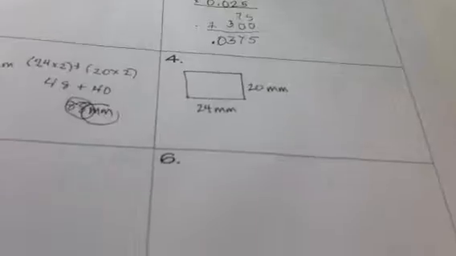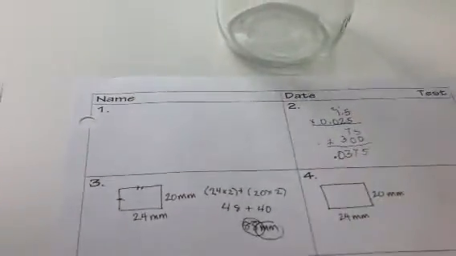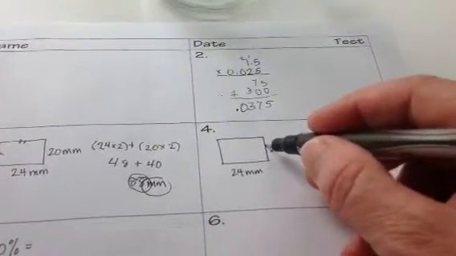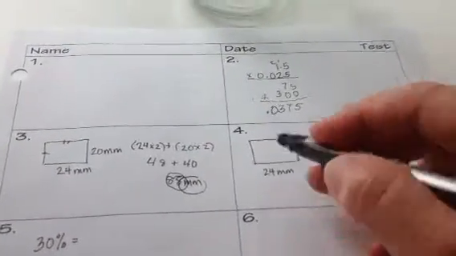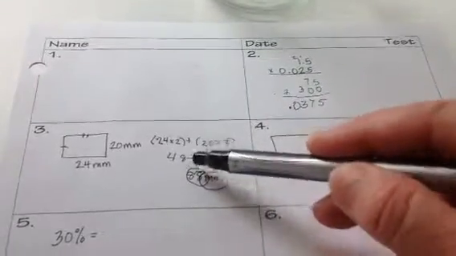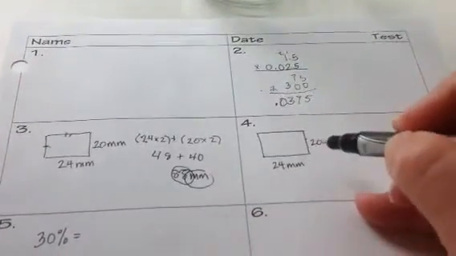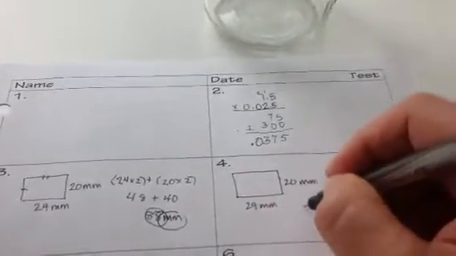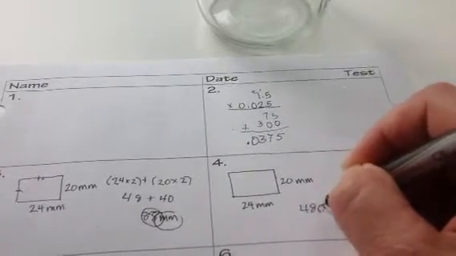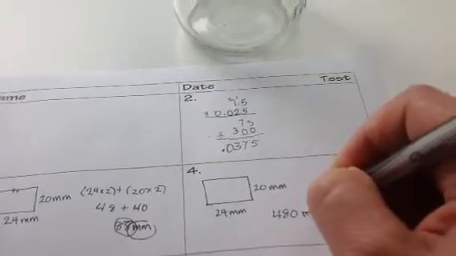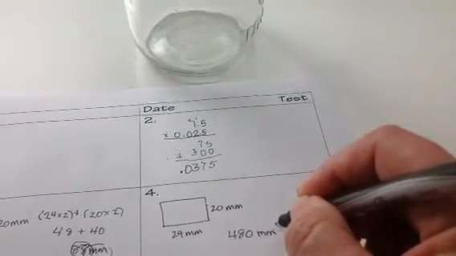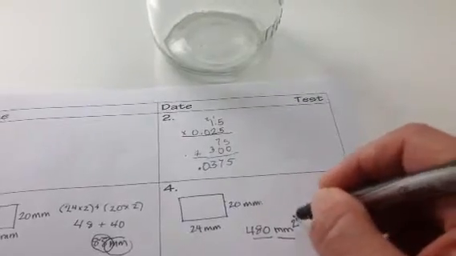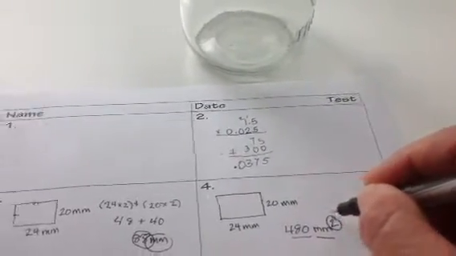And the next question is find the area. So area is simply length times width. So I know from over here that 2 times 24 is 48, so 20 times 24 is just going to be 48 with that 0. Then millimeters. Millimeters what? Area squared. So you have to have 480 with your label millimeters with the exponent 2 for squared.